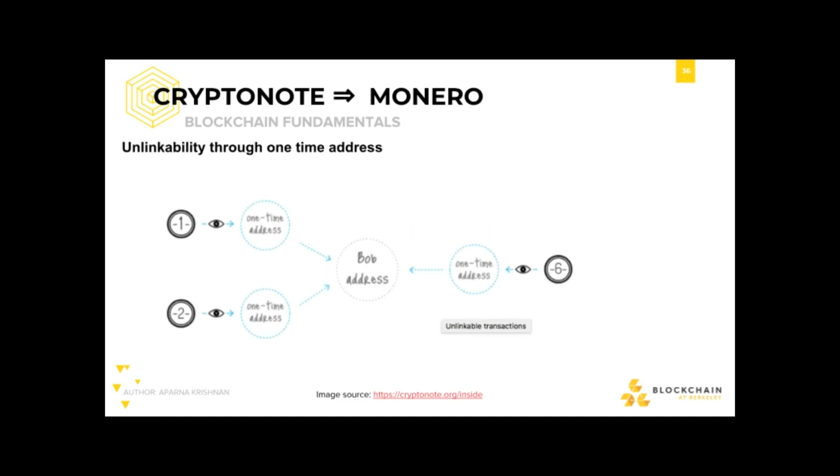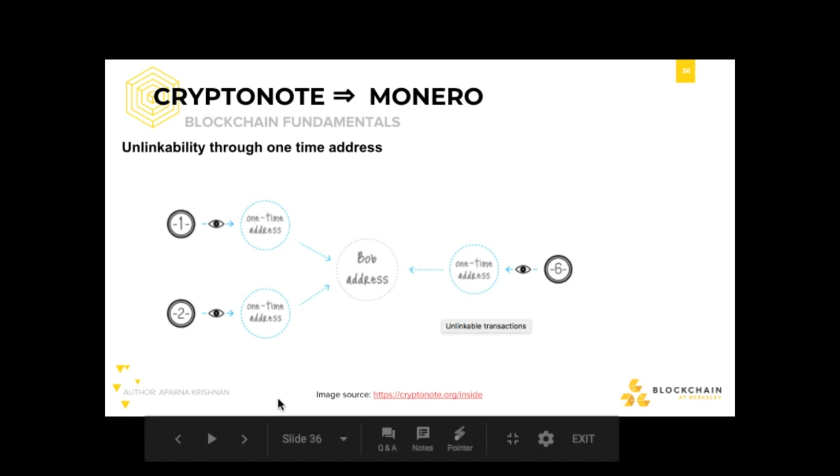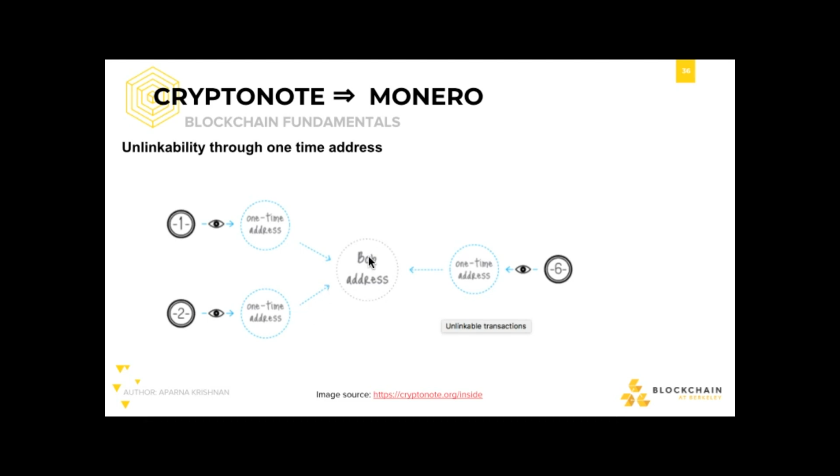Unlinkability basically means if one single person is receiving a lot of money from different addresses, you shouldn't be able to say that they all went to the same person. So if Bob is receiving money from Carol and Alice, you don't want to be able to say all that money went just to Bob. So you create a different one-time address every time Bob receives some kind of payment. And that's basically what it means to be unlinkable.